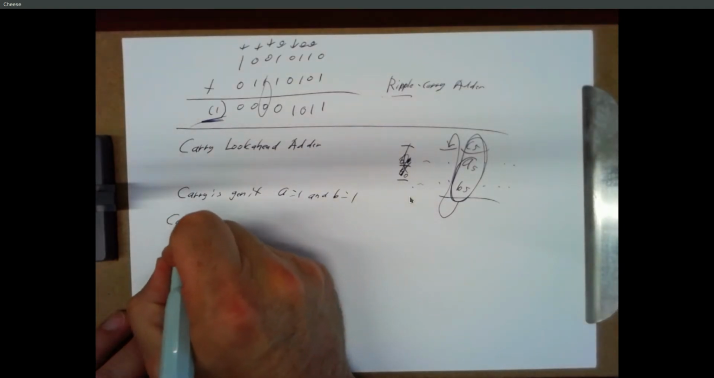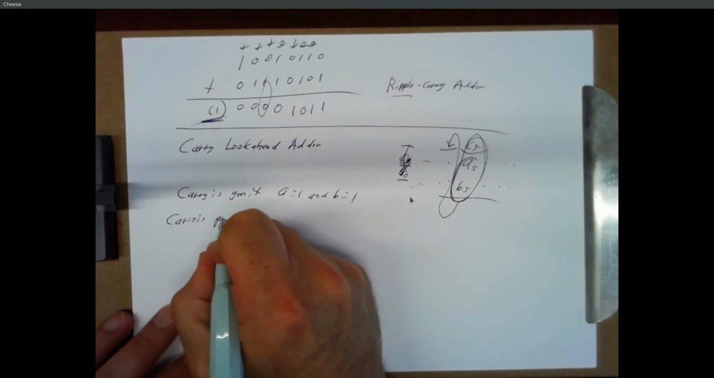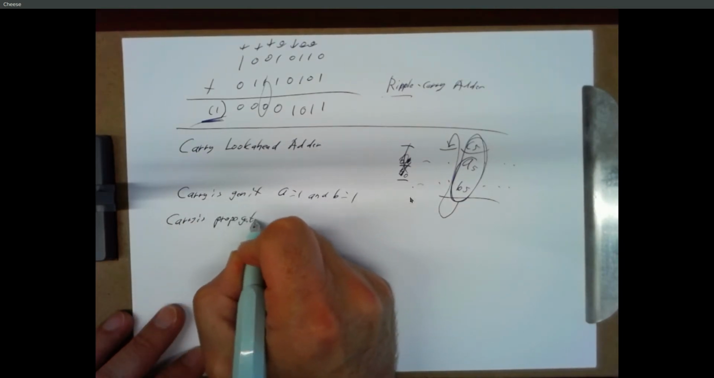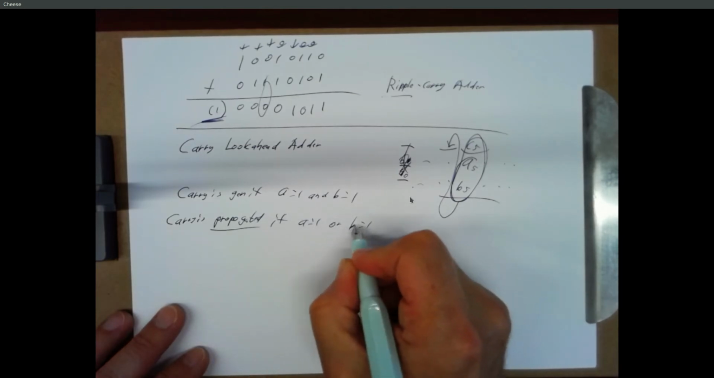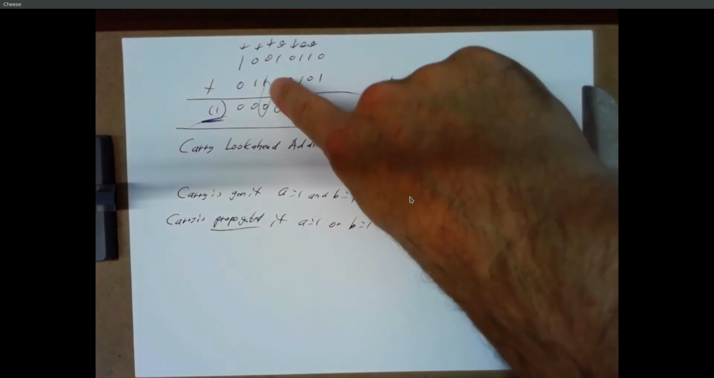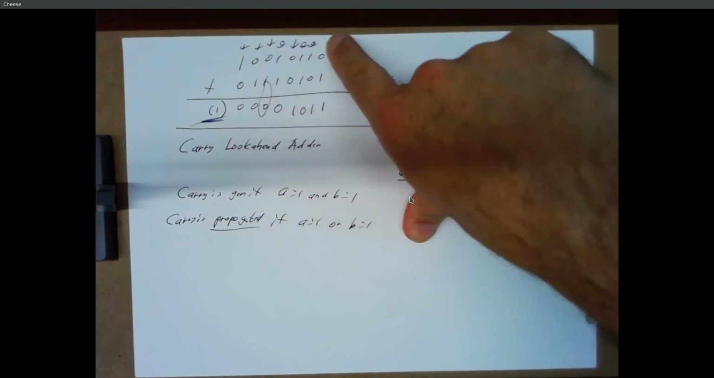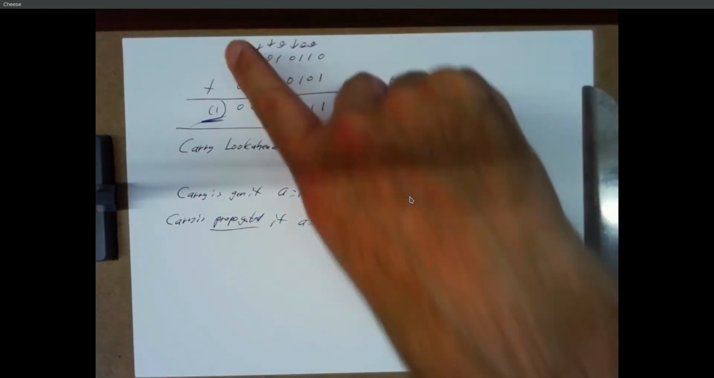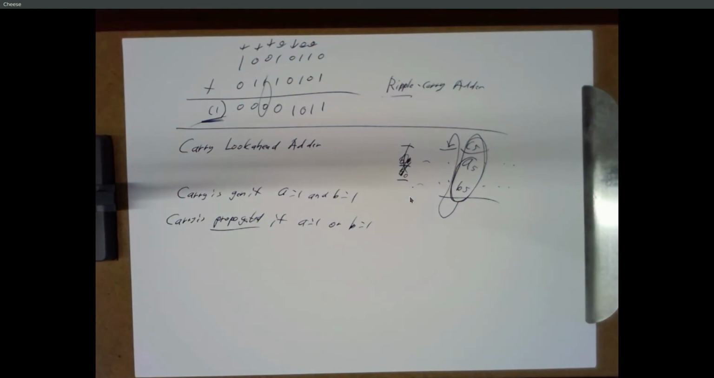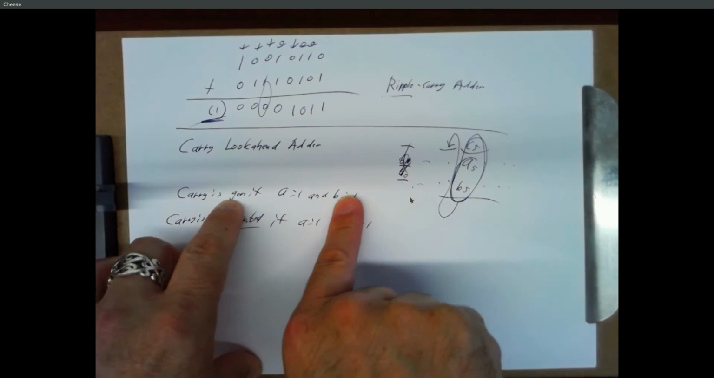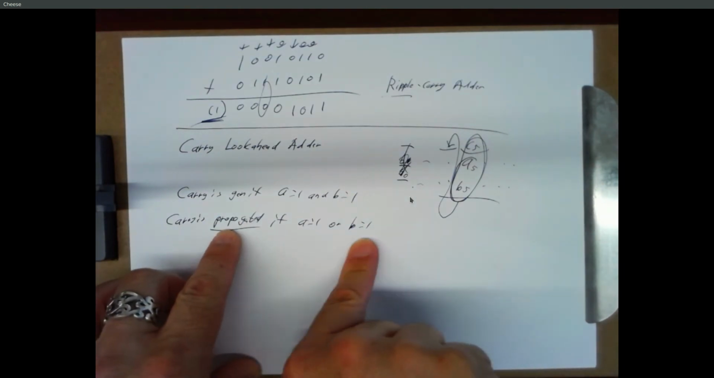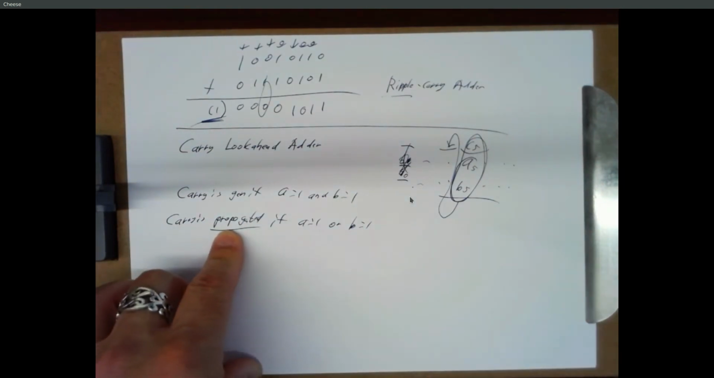We can say a carry is propagated if A equals 1 or B equals 1. In other words, if one of these bits is a 1, an incoming carry will get propagated to an outgoing carry. So there are 2 cases where we can have a carry going into the next stage. Either we generate one because both of our bits are 1, or maybe only one of our bits is 1, but we also have a carry coming in.